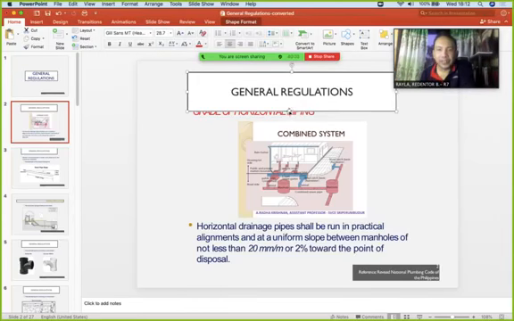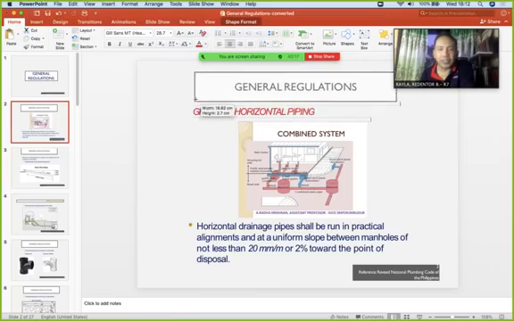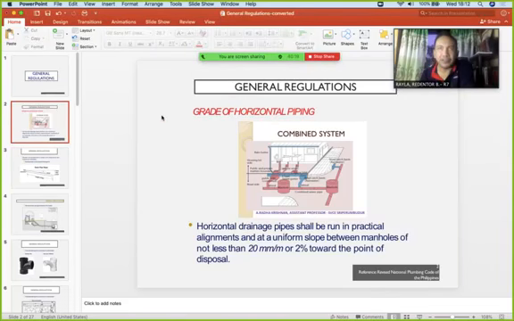So there are several examples under general regulation. But if you want mastery of each term included in the provisions of the code, you can refer to the plumbing code soft copy, or you can buy a hard copy for easy reference.